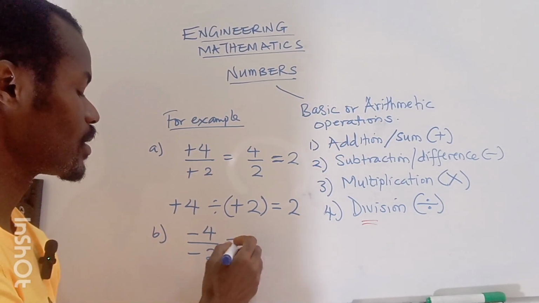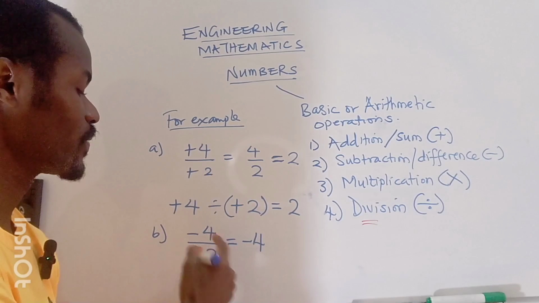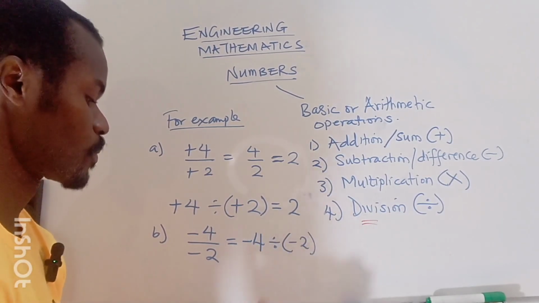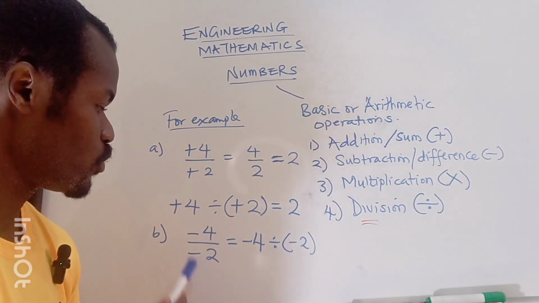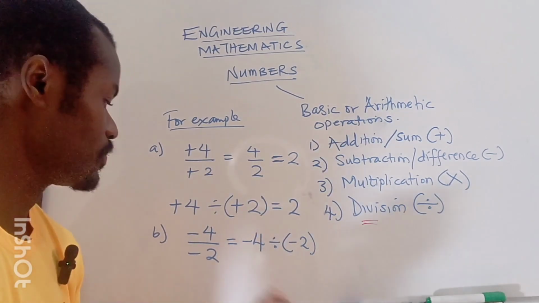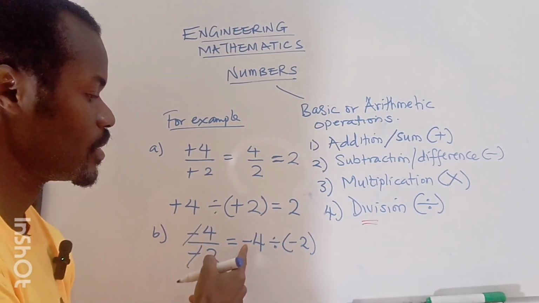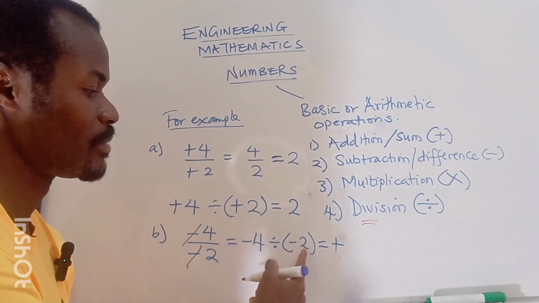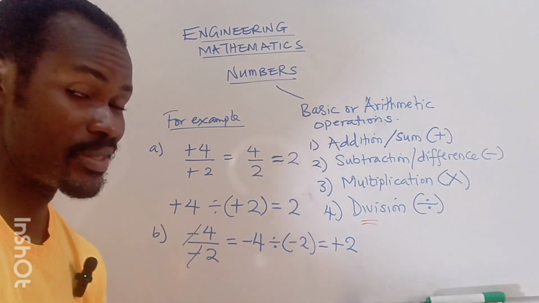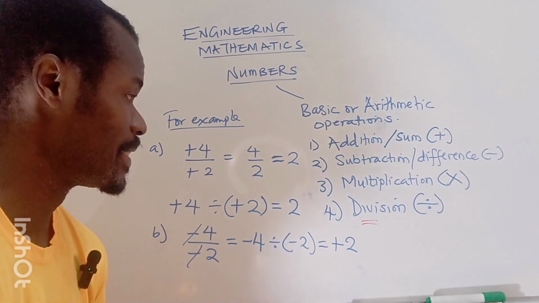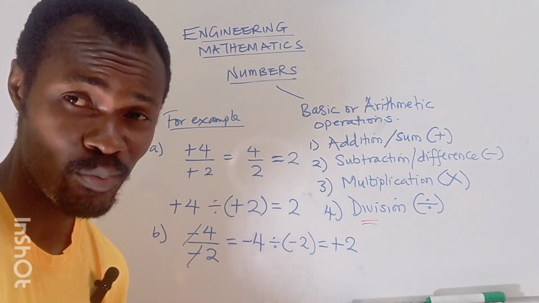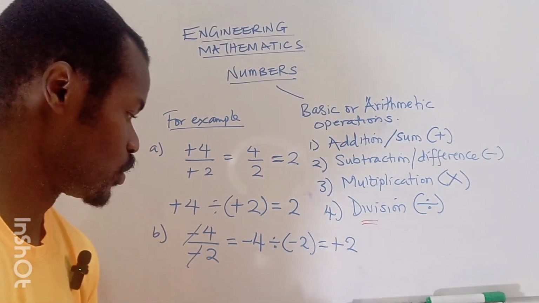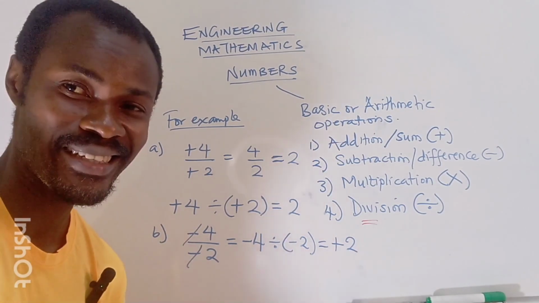Now, for the second scenario, if you're dividing two negative numbers, like this, it means minus 4 divided by, in brackets, minus 2. Whenever you are dividing two negative numbers, the negatives cancel out, it's going to become plus, and 4 divided by 2 is 2. This is one rule you want to keep in mind: whenever you are dividing two positive numbers, your answer is positive, or when you're dividing two negative numbers, your answer is positive.